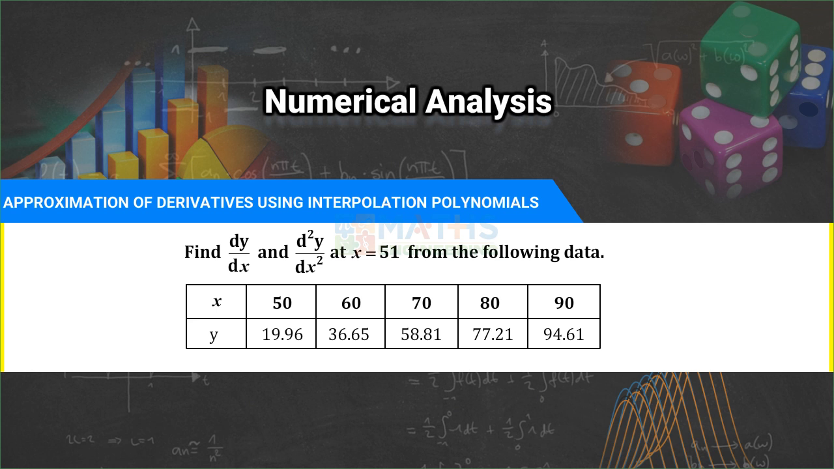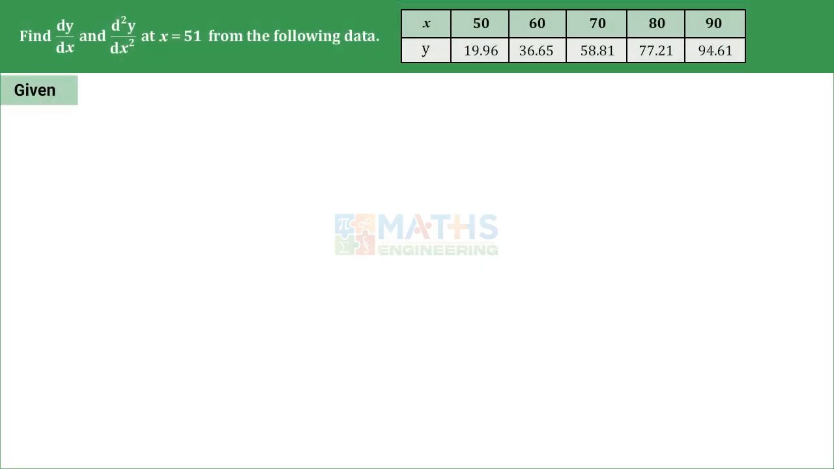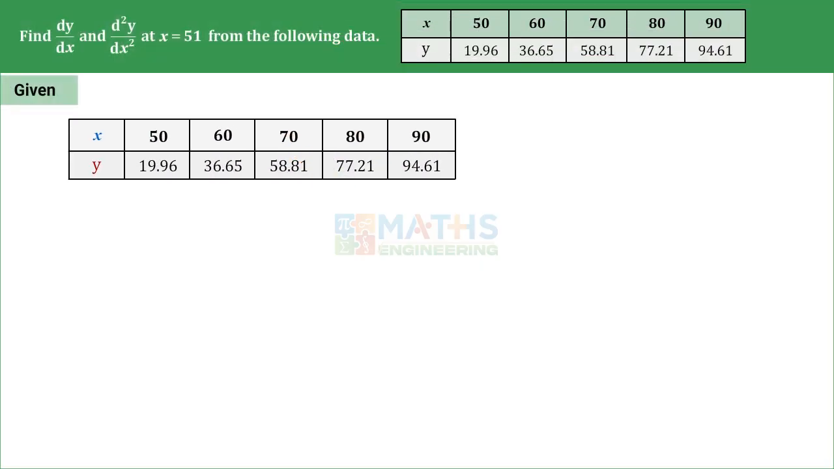Y values 19.96, 36.65, 58.81, 77.21, 94.61. We take the x values as x0, x1, x2, x3, x4 and y values as y0, y1, y2, y3, y4.